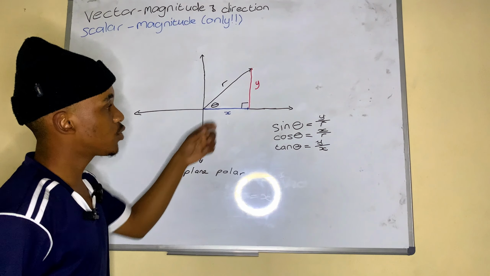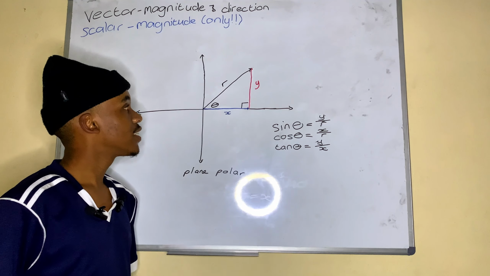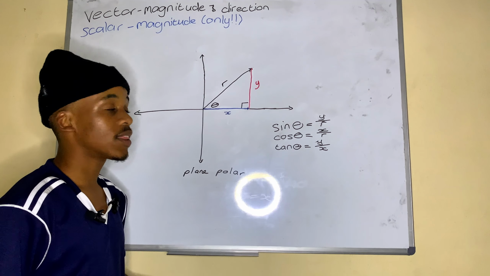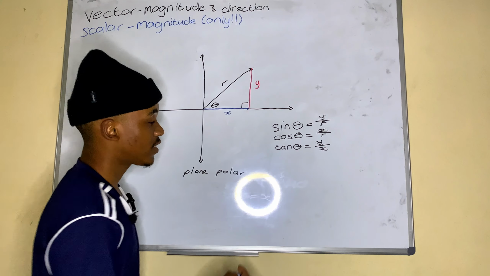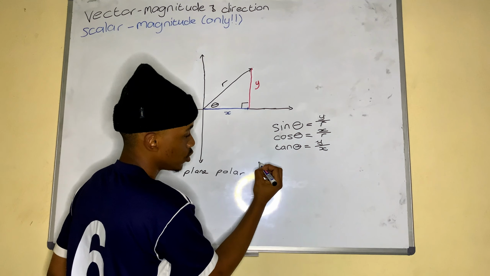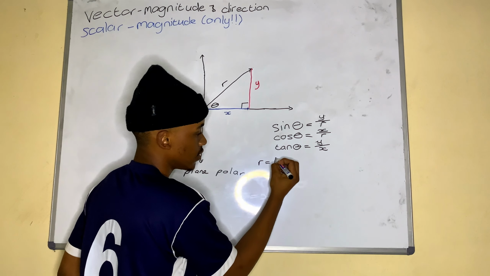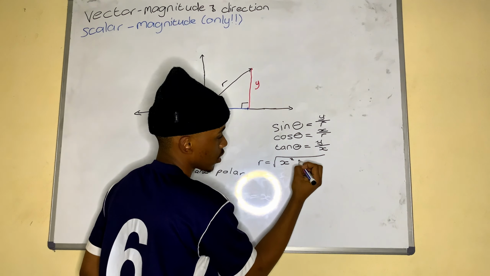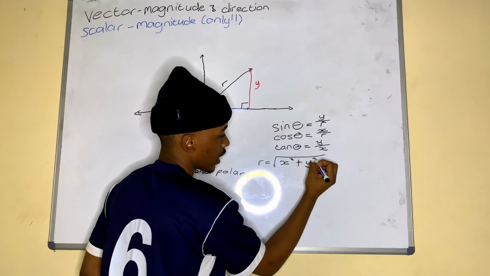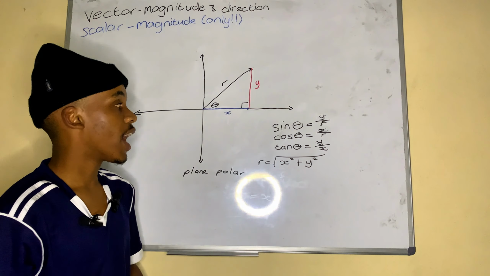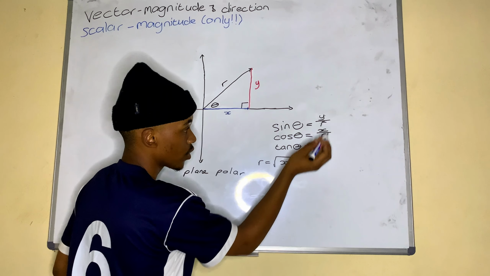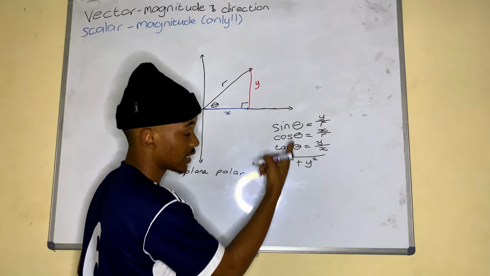Right. Since we know that this is a right angle triangle, we're able to use the theorem of Pythagoras, which states that the hypotenuse r is the square root of x squared plus y squared. And if we want to find our x and y values, then let me just write that down.